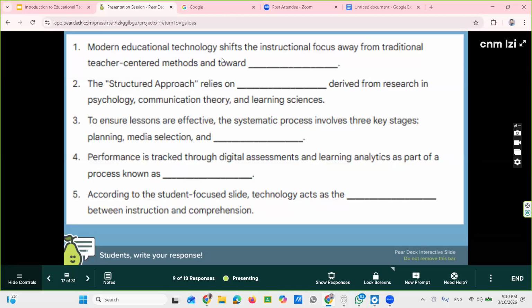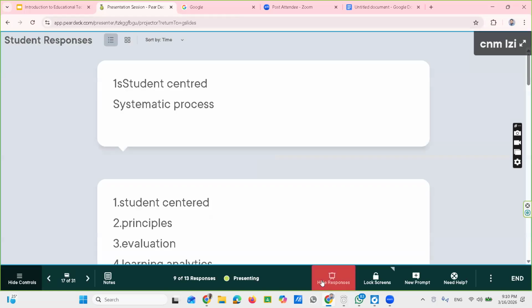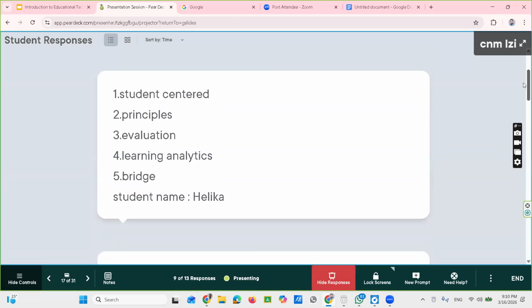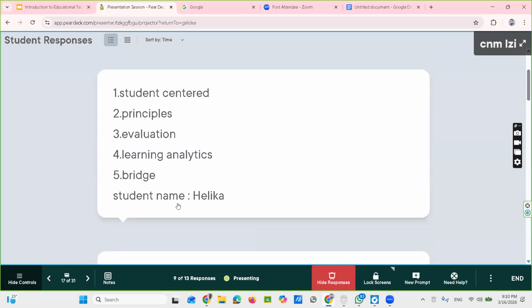Modern educational technology shifts the instructional focus away from traditional teacher-centered methods and towards, right, we'll see some answers here. No one follows the ethics. Actually, I am asking you to put the name here. Giving one name, Helika. Right, then look at the answer. Student-centered is okay, acceptable, or active participation. Right, active participation.